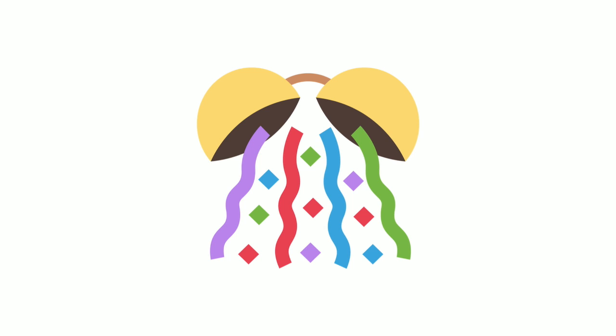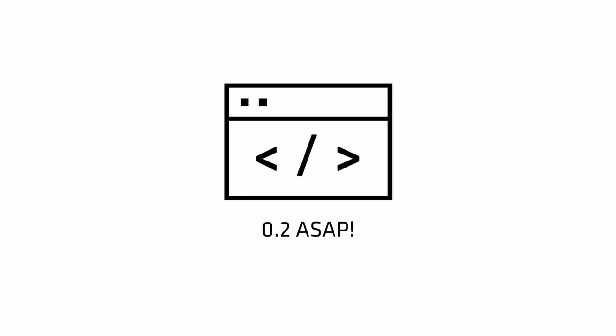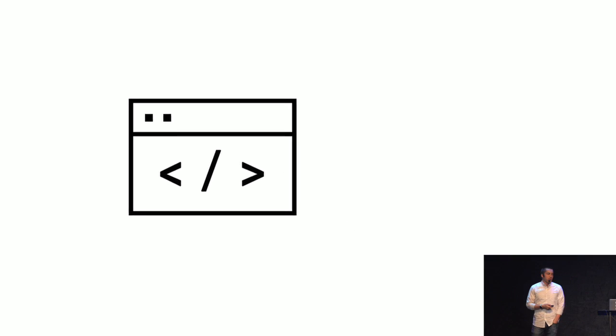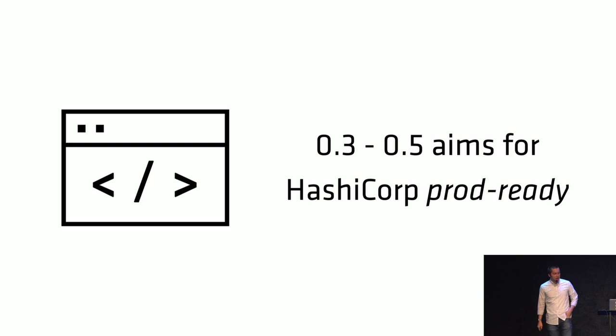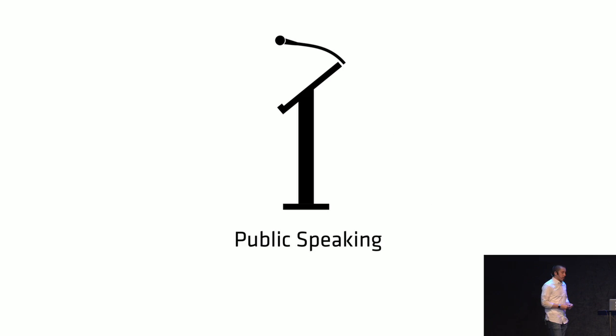And it's great. But you want to start working on a 0.2 right away. 0.1s are rough, as I covered. 0.2 should be fast to clean up things and just ship features that you wanted to get into the 0.1 but didn't have time. For HashiCorp, we actually aim for 0.3 to 0.5 to be where we feel comfortable for someone running it in production. For other companies, it could be later, it could be earlier. Some companies go straight to 1.0. It matters how you go.